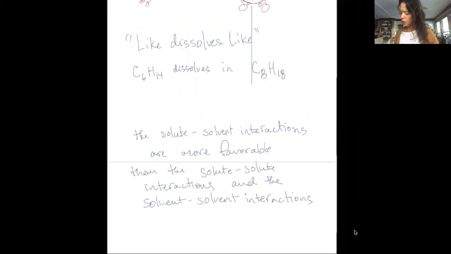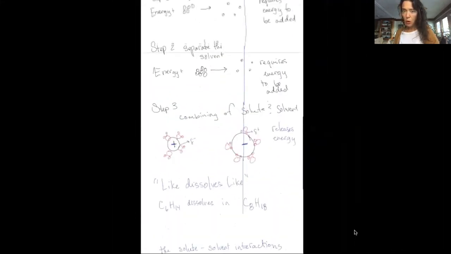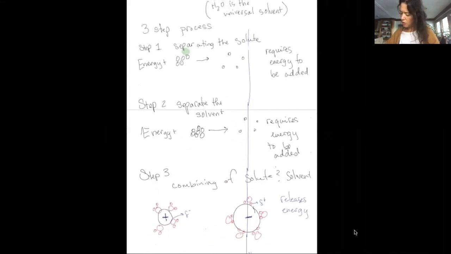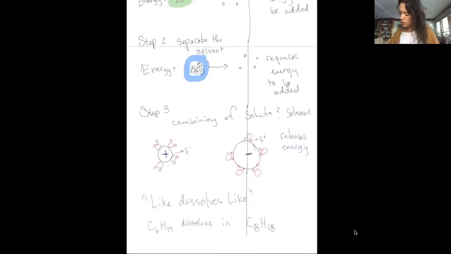Okay, so if we go look up here, what we're saying is the interactions among the solute particles and themselves, and the interactions of the solvent particles with themselves, are less favorable than the interactions of the solute and the solvent with each other. Okay.